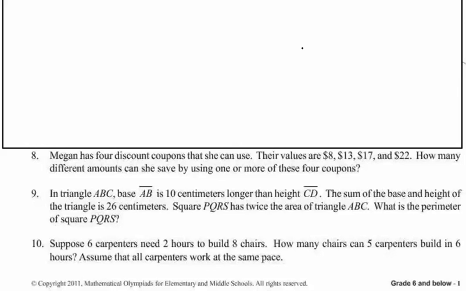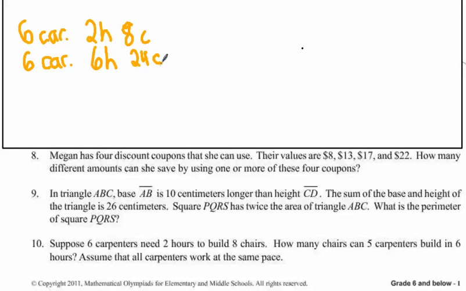So, what I did is I wrote 6 carpenters take 2 hours to build 8 chairs. And so, since it's asking how many chairs can 5 carpenters build in 6 hours, I converted this to how many chairs would be built in 6 hours. So you can write 6 carpenters in 6 hours. And so since 2 times 3 is 6, you can multiply 8 times 3, which is 24. So they can build 24 chairs in 6 hours.